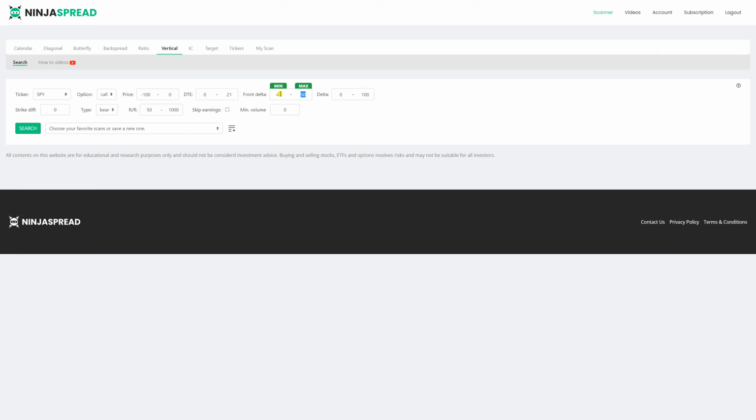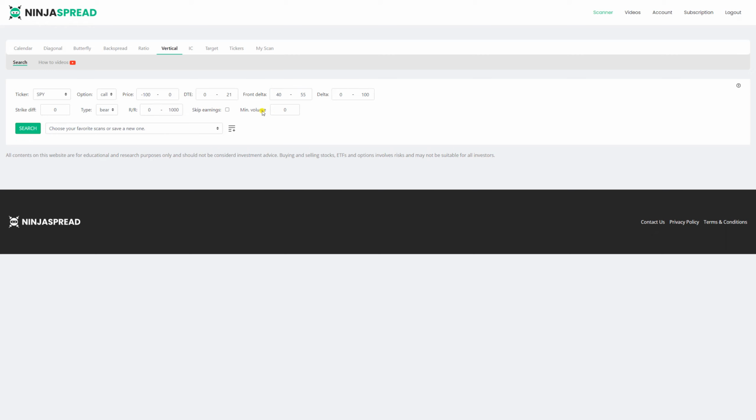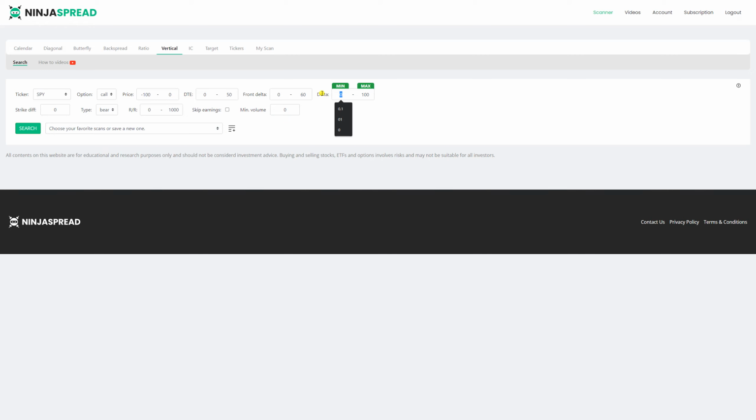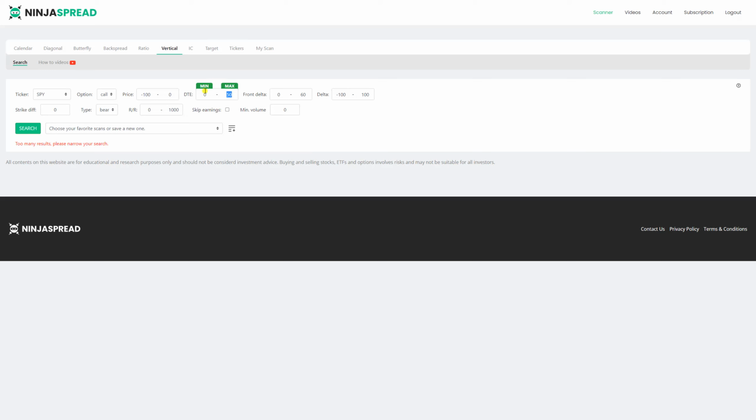I'm not finding anything here because reward to risk is pretty high, I guess, or there is something wrong in here. I'm not finding anything because I left the delta to positive delta, and it will never have positive delta. So I have to change it back to the default. And now let's look for too many results because I set to 50. Let's go back to 20 and too many results.